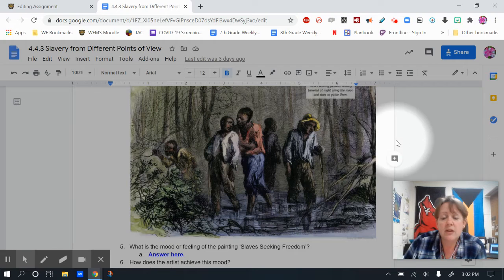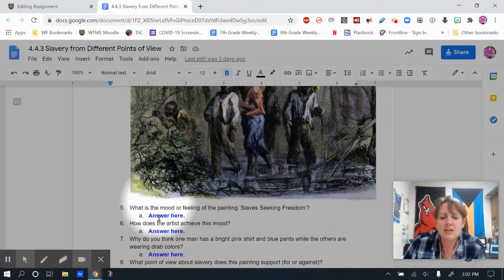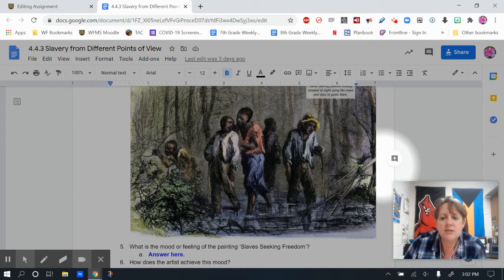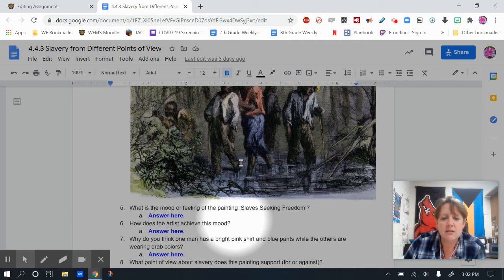All right, so now we have definitely a different tone of painting here. We have several figures. Some are in the foreground, that means in the front. Some in the background here. The colors are a little different. The mood may be a little different. So when you look at this, how do you feel? How is it supposed to make you feel, maybe? And how does the artist achieve that mood?